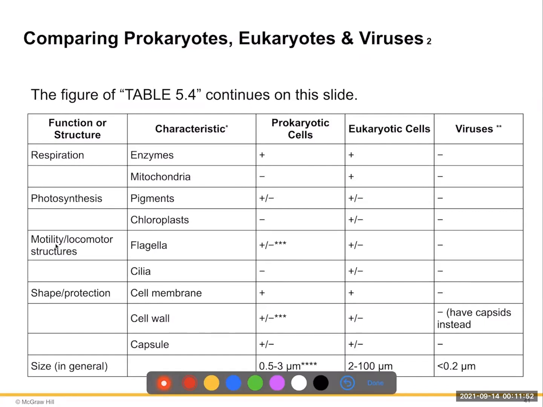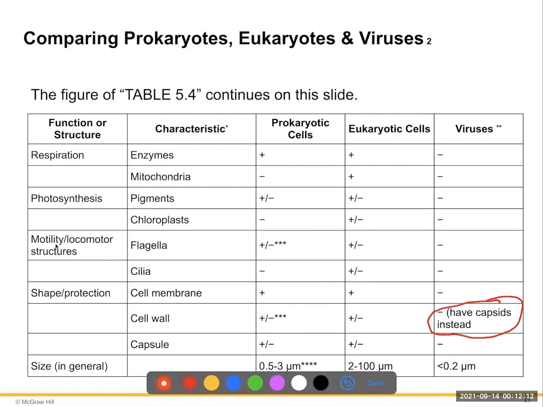Okay. Cell wall, you notice here the viruses have a capsid, which is just a protein coat around it, not a true cell membrane or cell wall. Okay. But both prokaryotic and eukaryotic cells can have cell walls and cell membranes.